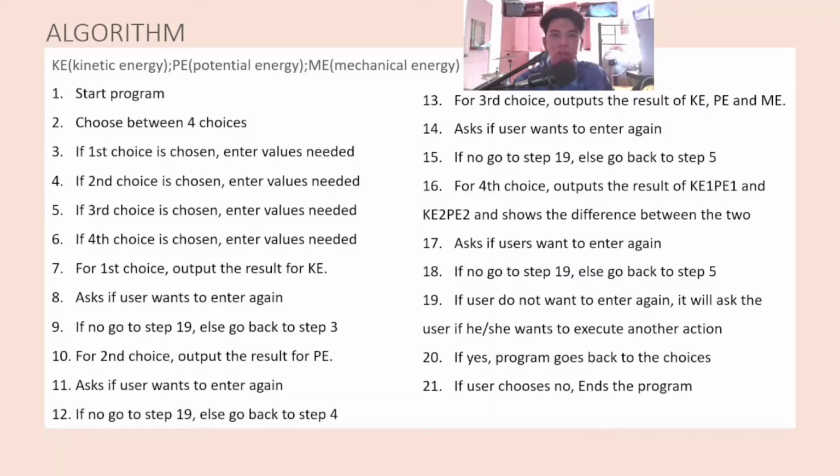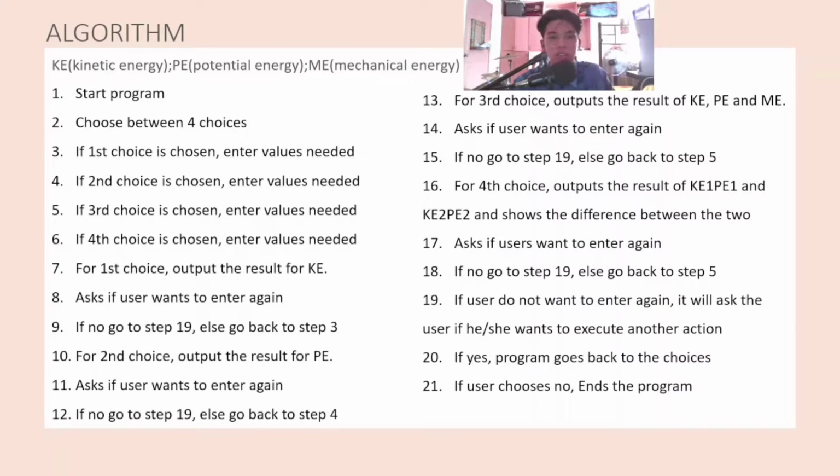Now my algorithm. KE stands for kinetic energy, PE for potential energy, ME for mechanical energy. My algorithm goes: start program, then choose between four choices. If first choice is chosen, enter values needed. Same if second choice is chosen, if third choice is chosen, if fourth choice is chosen.